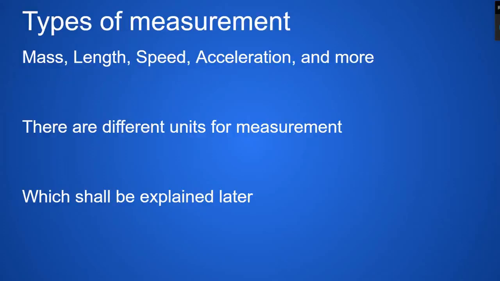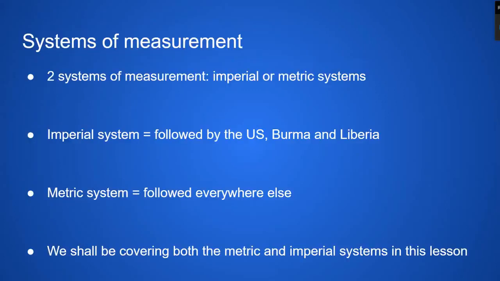So there are different types of measurements, including mass, length, speed, acceleration, there's so many, okay? And there are different units for each of these measurements. We shall explain them later, okay? Systems of measurement. There are two of them. You've got imperial and you've got metric. The imperial system is followed by the US, Burma, and Liberia. The metric system is followed everywhere else. We shall be covering both.